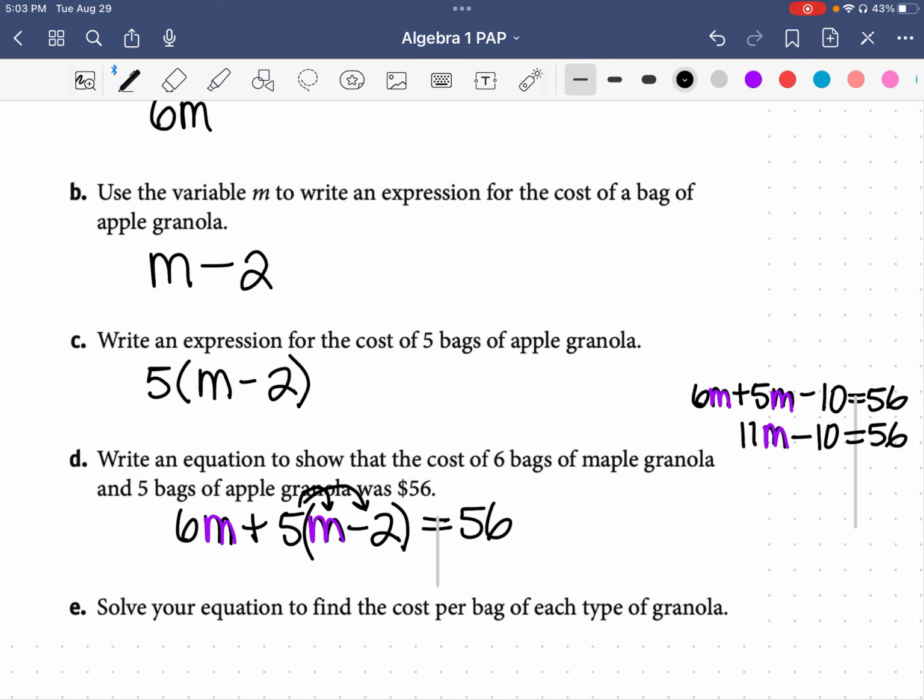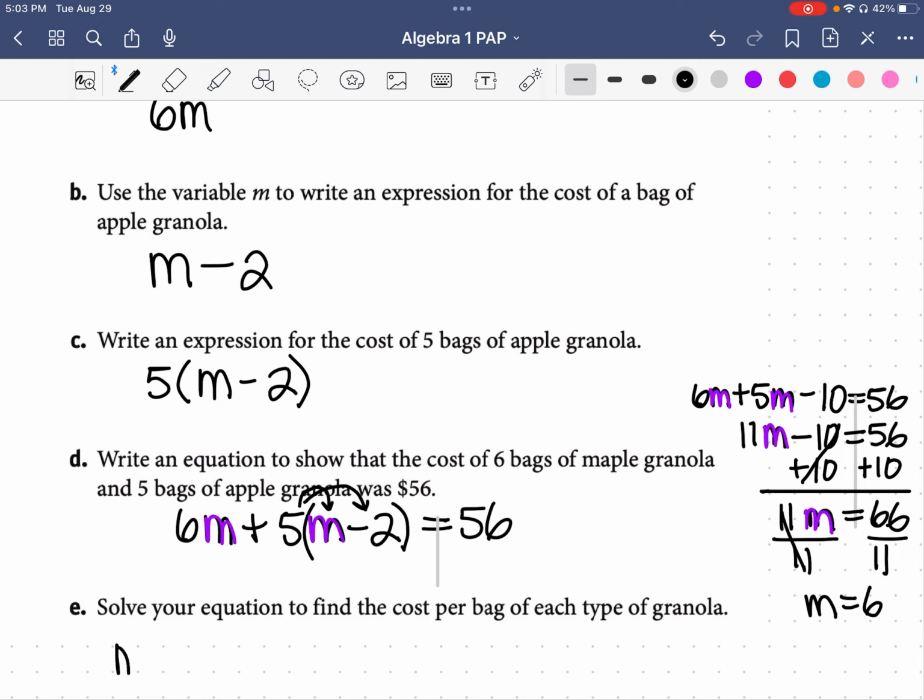Now I have a two-step equation. I do see subtraction this time, so I'm going to use the addition property of equality, there we go, to get the 10 to the other side, giving me 66. And lastly, I know that there's multiplication hiding there, so I'm going to go ahead and divide. I'm going to say 6 is my answer. Well, what does that mean?